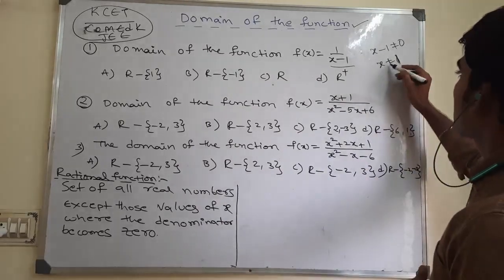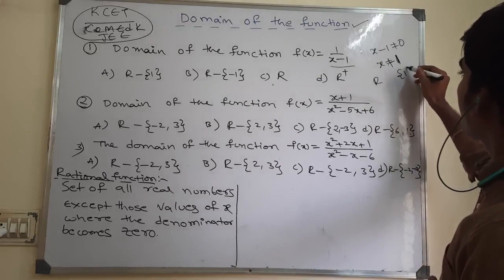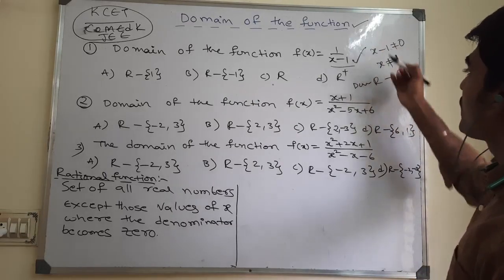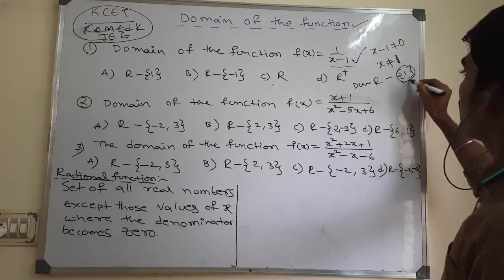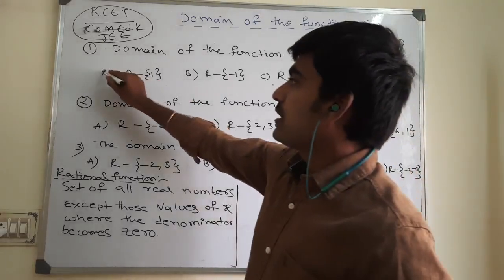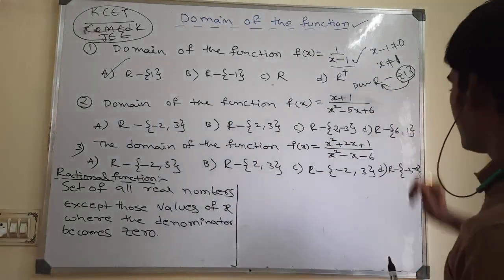So now what can I say? Except 1, all real numbers will satisfy. So the domain of this function is what? Except 1, all real numbers are going to satisfy. So which option is correct then? Option A. It is a very easy question, you will feel.